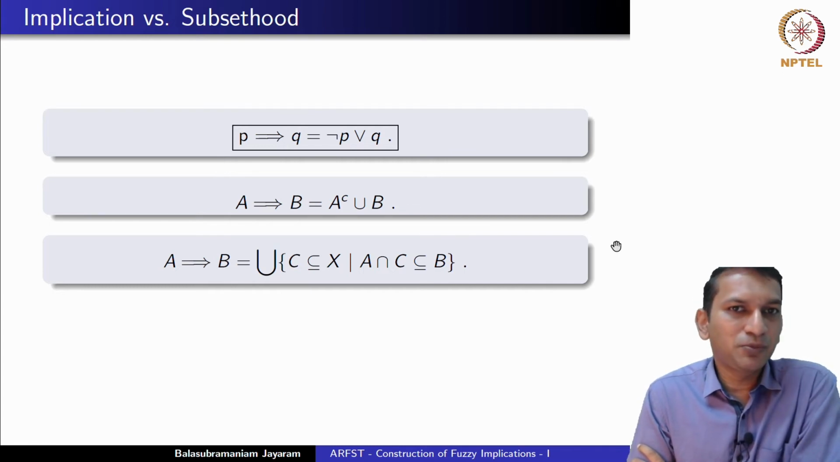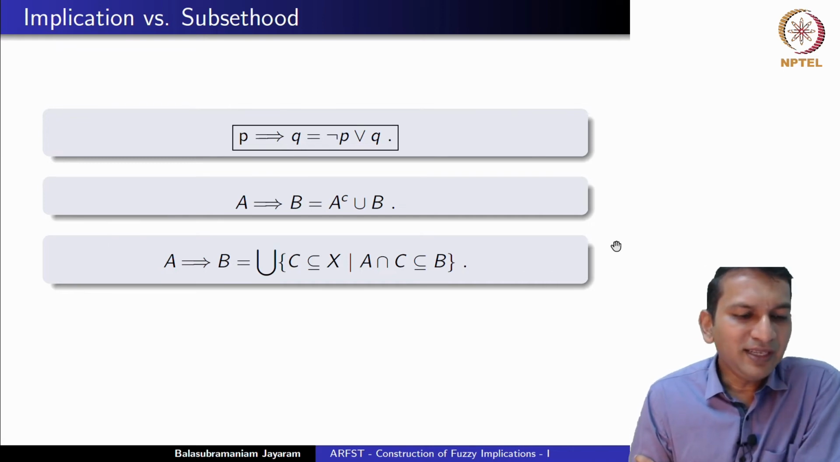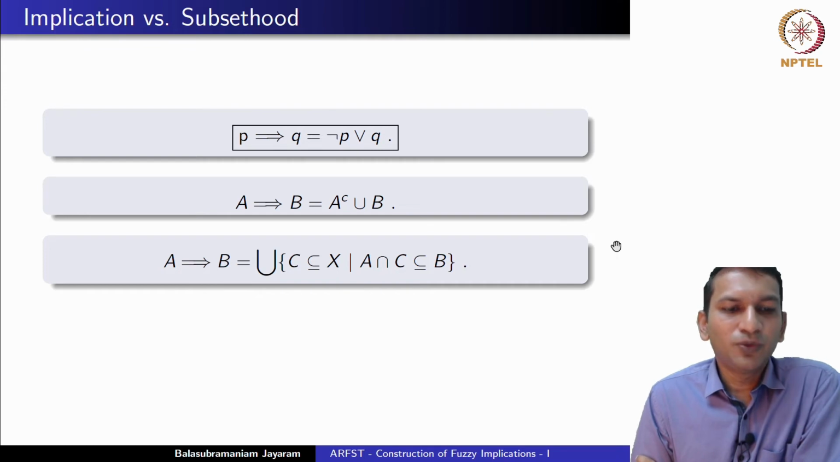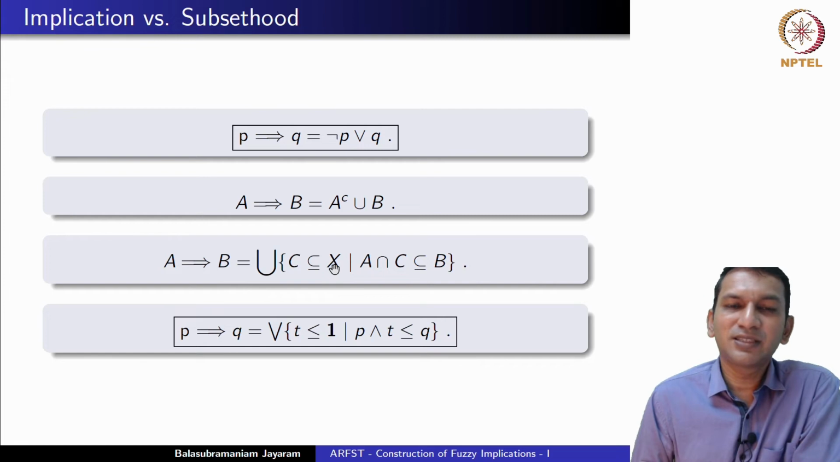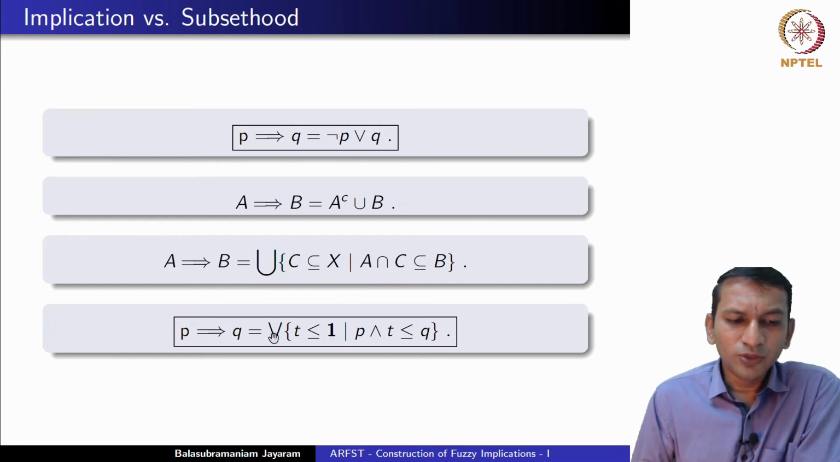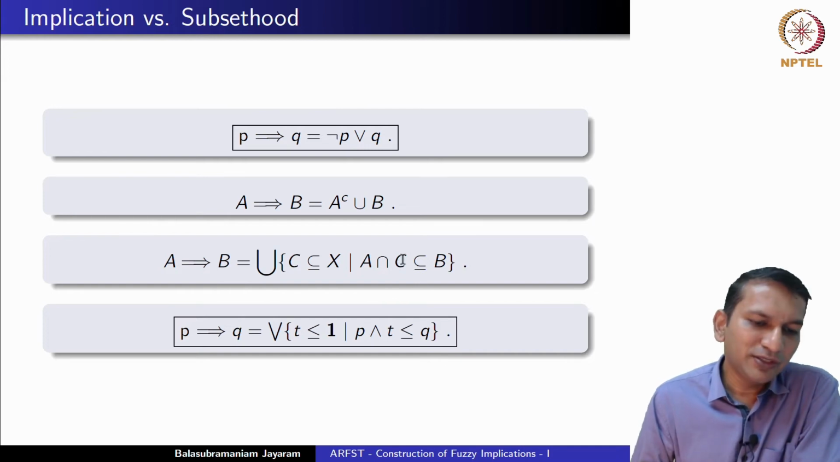Now, because we do have an idea that the set of all subsets of an X, if you consider it from an algebraic point of view, you get a Boolean algebra, a Boolean lattice. So now, writing this in terms of the lattice operations would mean like this. P implies Q is the supremum of all those T less than or equal to 1. Remember, this is a bounded lattice where X is the topmost element. Supremum over all those T less than or equal to 1 such that P meet T is smaller than Q. This is essentially an exact transliteration of this formula from the setting of set theory to that of lattice theory.